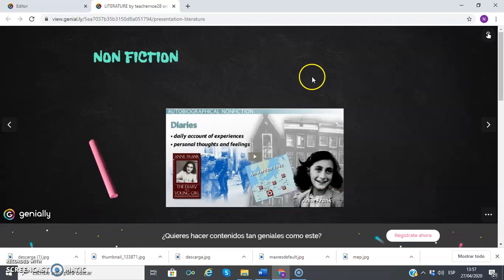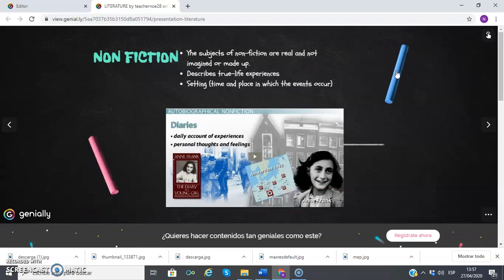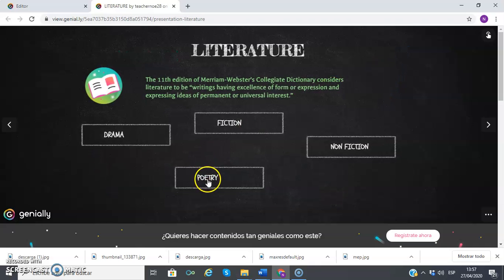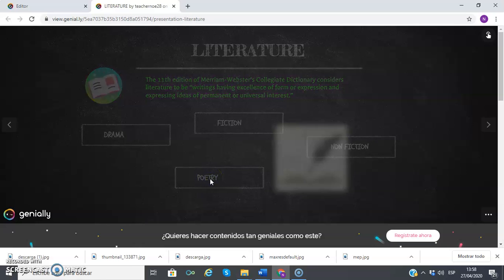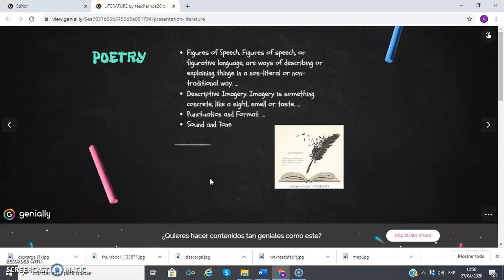The fourth one is poetry. So poetry is other literature genre. It says that in poetry, figures of speech or figurative language are ways of describing or explaining things in a non-literal or non-traditional way. Like the simile, you can say, my mother is like a butterfly because she's always free.